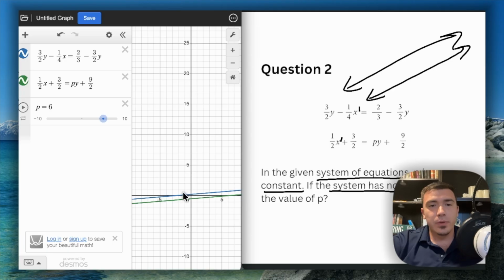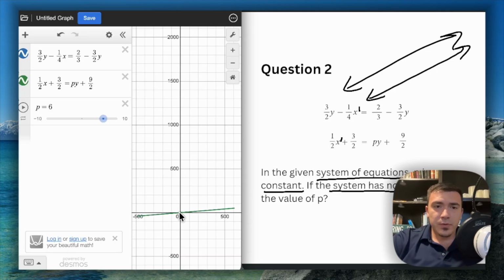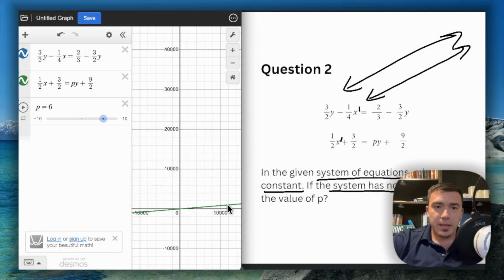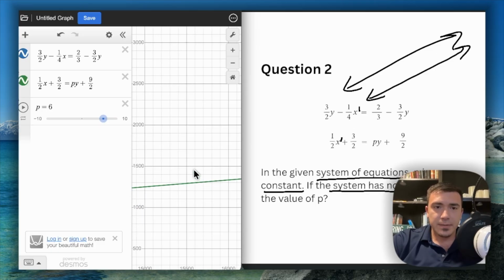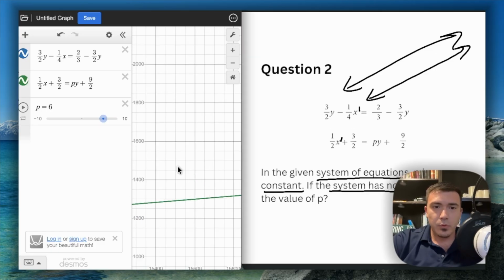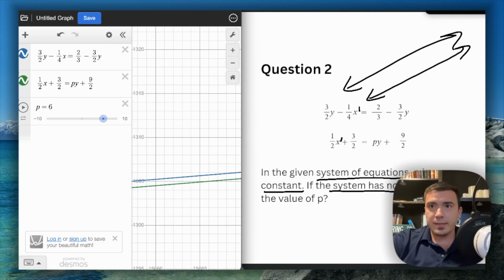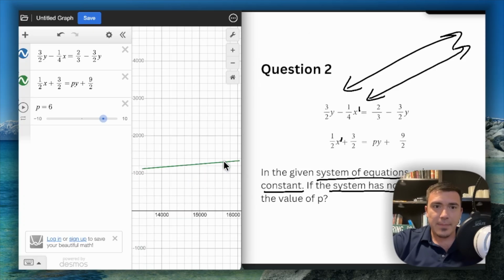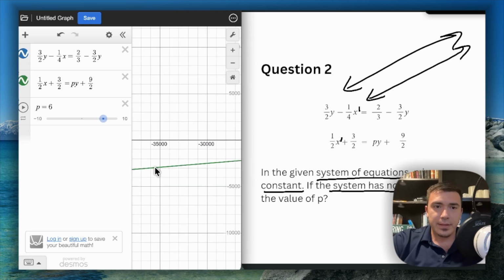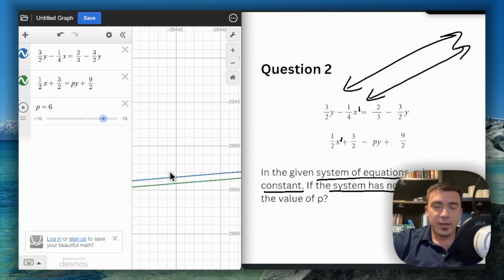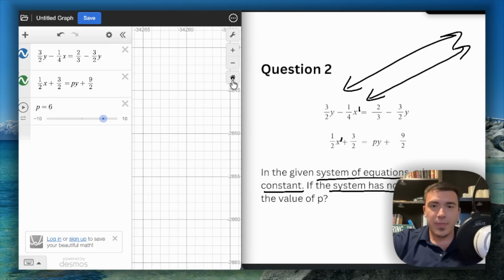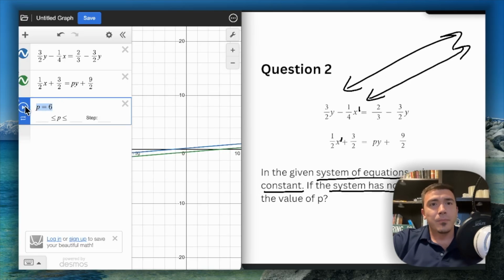I noticed that the blue one's on top. So what I'm going to do is zoom out a lot, and then zoom in somewhere over here on the right. And since the blue one was on top, then the blue one should still be on top. If it's not, then that means that they crossed at some point. But in this case, I noticed that the blue one is indeed still on top. And I can do the same thing if I go all the way to the left. I notice that the blue one is still indeed on top. Therefore, they never cross. Therefore, P being 6 did indeed get them to be parallel and have no solution.